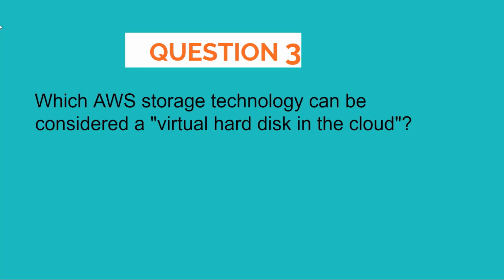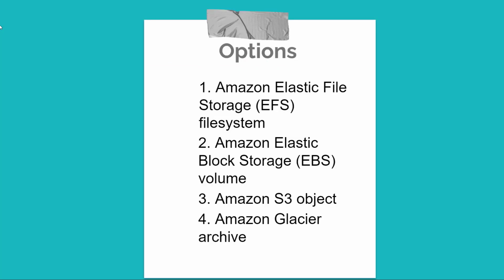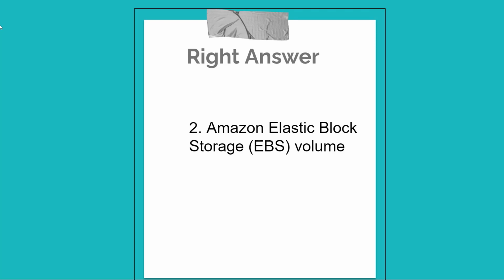Question: which AWS storage technology can be considered a virtual hard disk in the cloud? Option 1. Amazon Elastic File System, EFS, file system. 2. Amazon Elastic Block Store, EBS, volume. 3. Amazon S3 object. 4. Amazon Glacier archive. Right answer is 2. Amazon Elastic Block Store, EBS, volume.